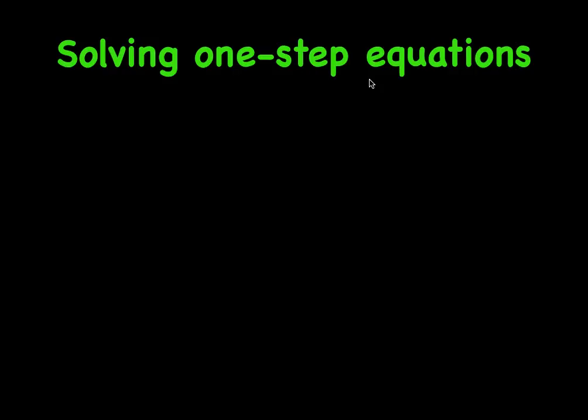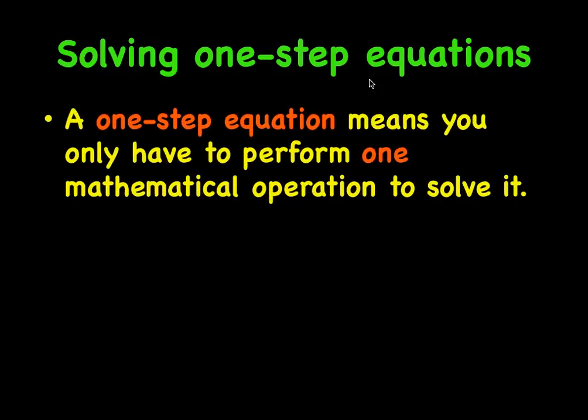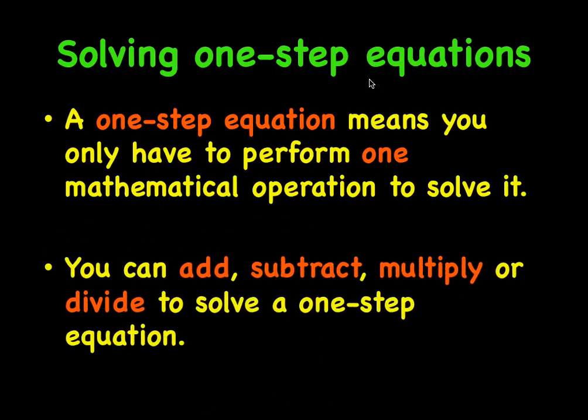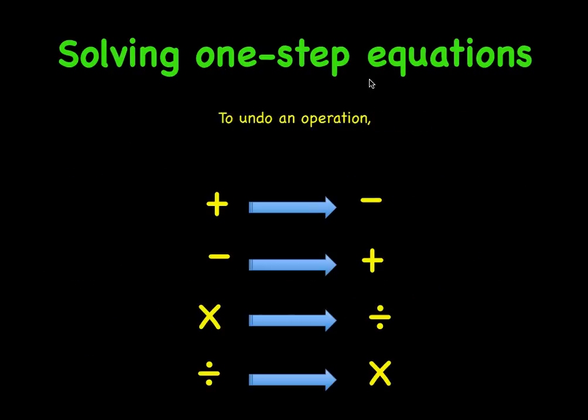So let's get into solving one-step equations and the process of doing so. The first thing we need to determine is, what does it mean? When you're solving a one-step equation, it means you have to perform one mathematical operation to solve it or find the value of the variable. You add, subtract, multiply, or divide to solve a one-step equation.